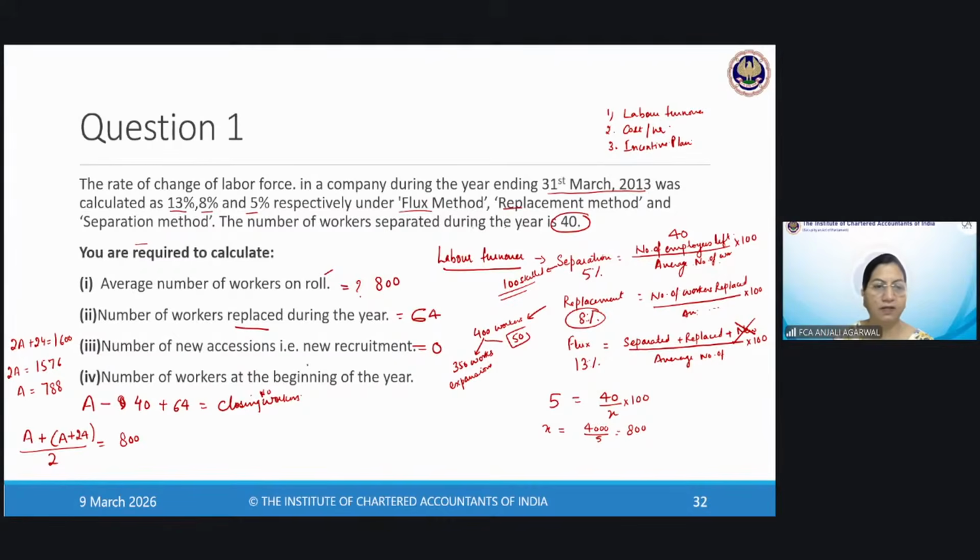So in the beginning, there were 788 workers. So out of 788, 40 left. So 788 minus 40. But 64 new joinees were there because of replacement. So closing was 812. So the average of 788 plus 812 will give you 800.